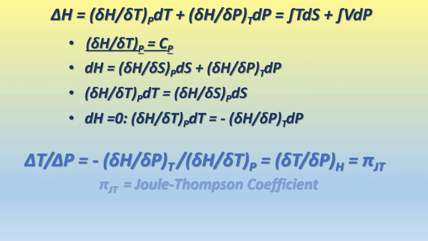This is probably getting a bit hectic. I can find delta T and I can find delta P in terms of differentials. Delta T is minus the change in H with respect to P at a constant T. Delta P is the change in H with respect to T at a constant P. So the change in temperature with the change in pressure at a constant H is called the Joule-Thomson coefficient.